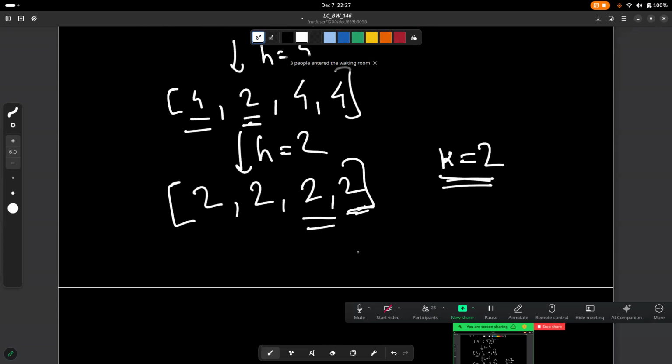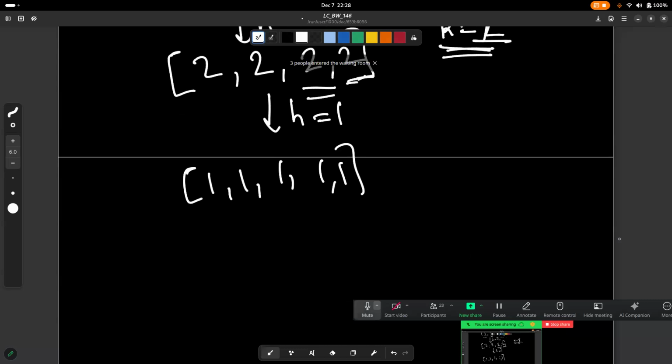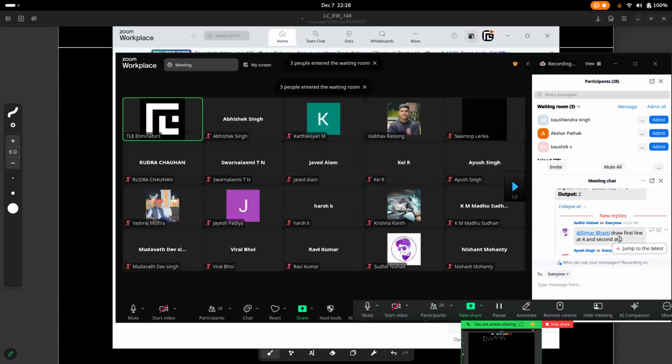In case k was 1 instead of 2, we would have to do one more operation, say h equal to 1, and then our whole array would be converted to all ones. Okay. That was the basic idea behind problem number 1.